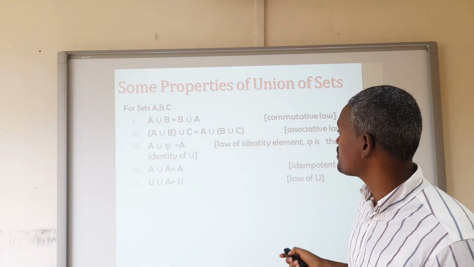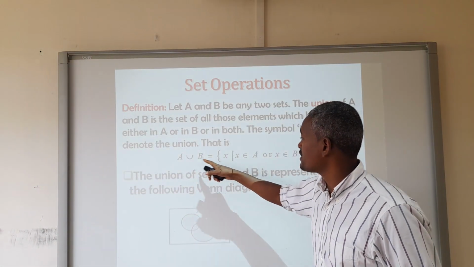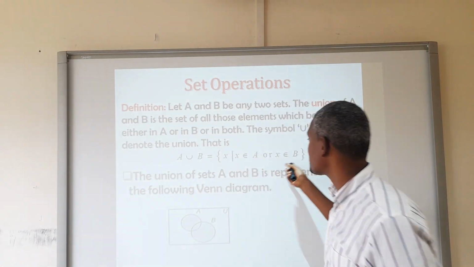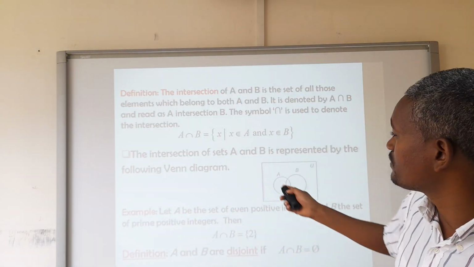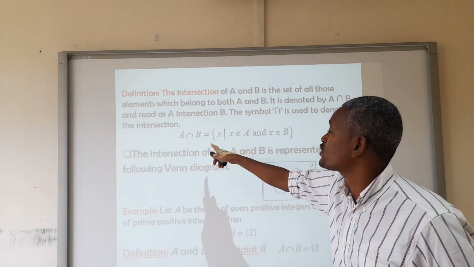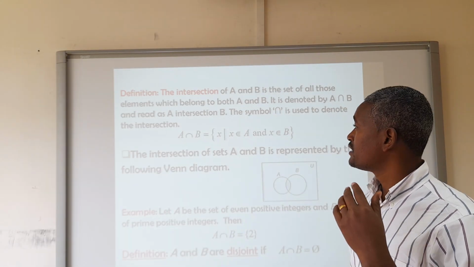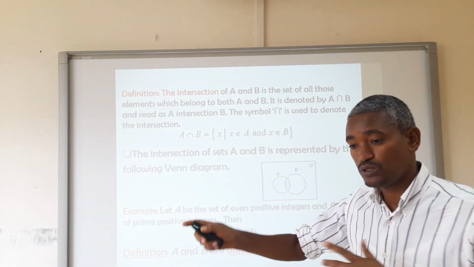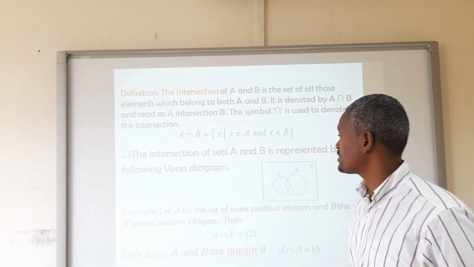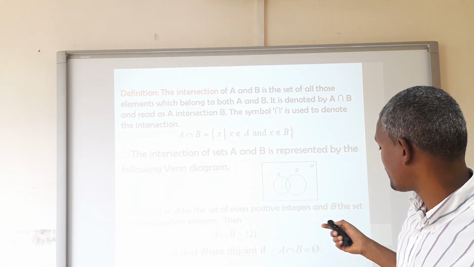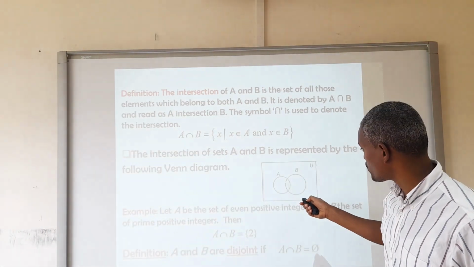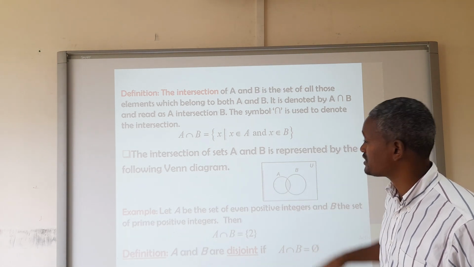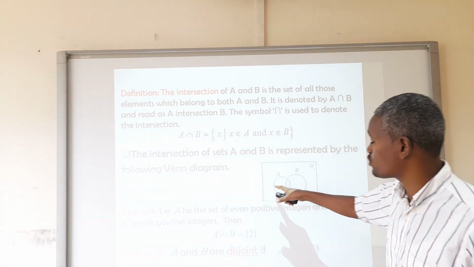Remember that for the union, A union B is expressed as x such that x is an element of A or x is an element of B, either of the two. The intersection of two sets is the elements which belong to both sets. The elements found in both sets form the intersection. The intersection of a set can be described like this. The intersection of A and B is this part. This part is the intersection of the two sets.